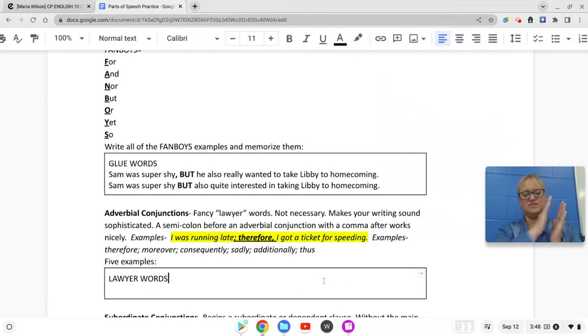So we have a sentence, a simple sentence. We have a semicolon, an adverbial conjunction with a comma, and then another simple sentence. I was running late; therefore, I got a ticket for speeding.